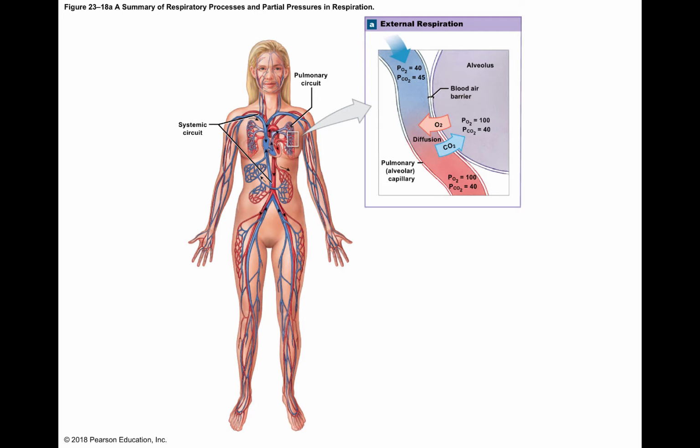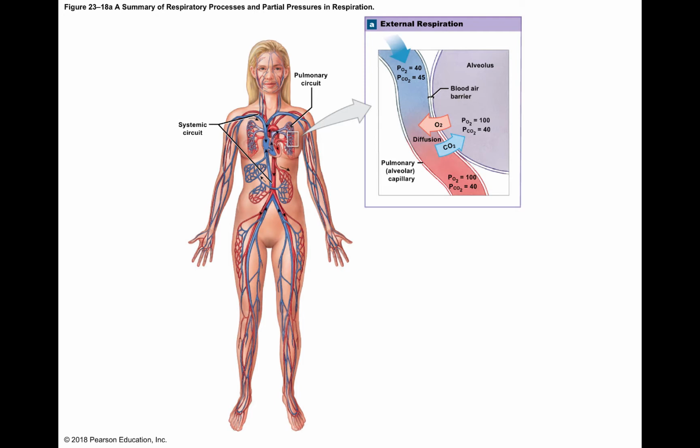If we look at the tissues, they are busy making CO2 as a waste product. That's what happens when you're making glucose. You have to have a waste product. The waste product is CO2. So the pCO2 here is going to be high. It's going to be 45. So it's high here and it's low here. Right?